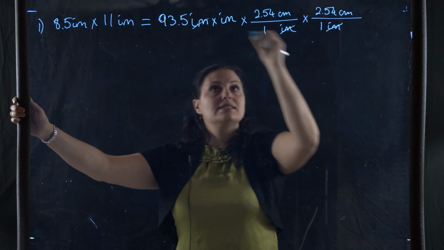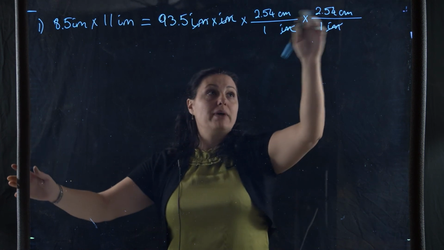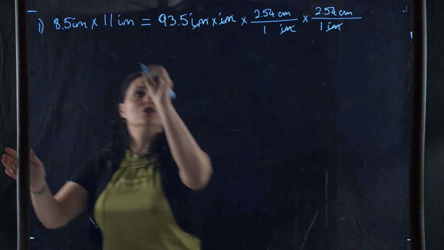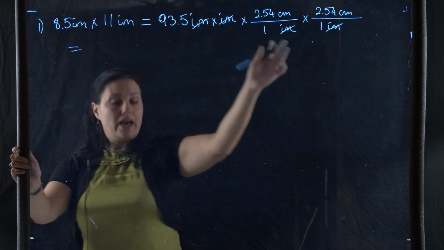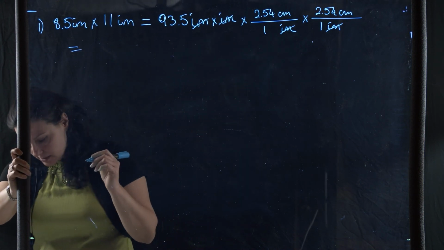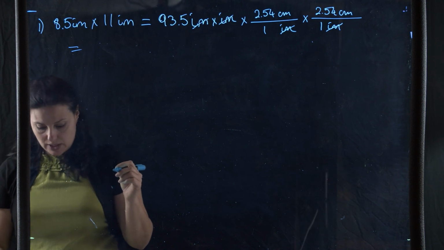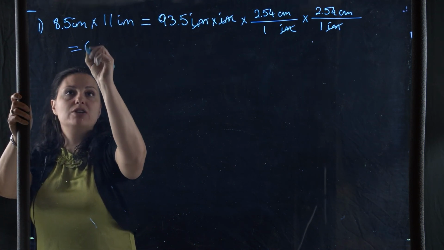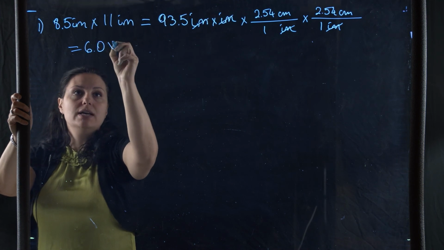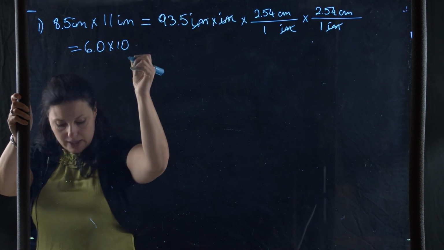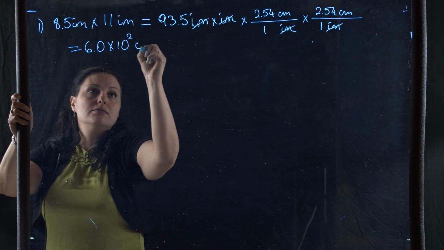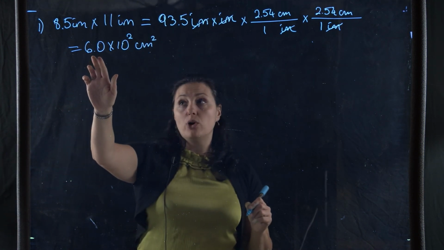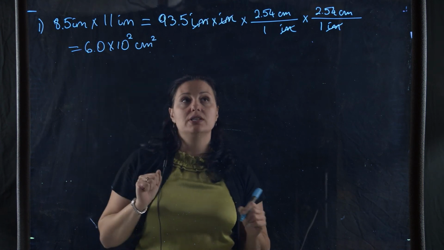And now this takes care of the other inch. And what am I left with? Centimeter times centimeter, which is centimeters squared. So if you do the calculation, and I've already rounded it, you should get 6.0 times 10 to the second centimeters squared. Okay, and this is now reported in the correct significant digits.